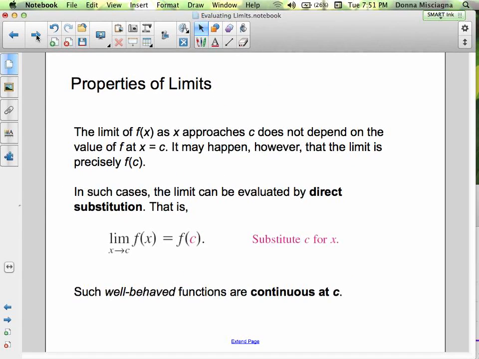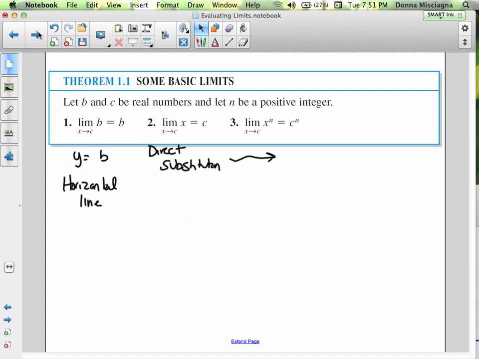And we're going to be able to use direct substitution when we have a well-behaved function. It's a good function, and it's a well-behaved function when it's continuous at c, the value that x is approaching. Now, a function does not have to be continuous everywhere to be well-behaved at and continuous at our point. Right? So as long as the function is continuous at whatever value we're evaluating the limit at, then we can use direct substitution. And so that's a really easy way to find a limit.